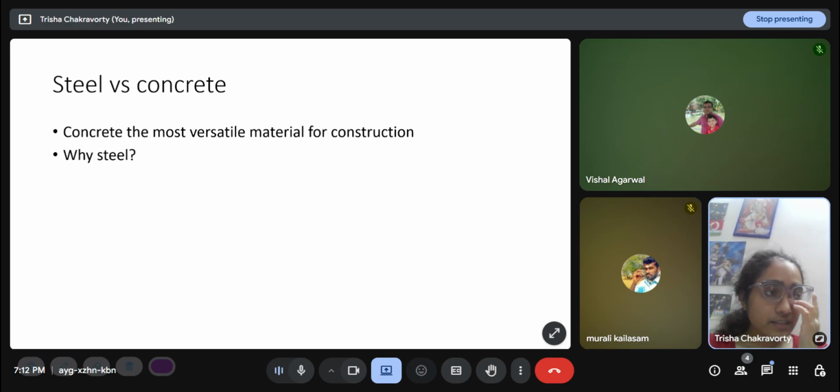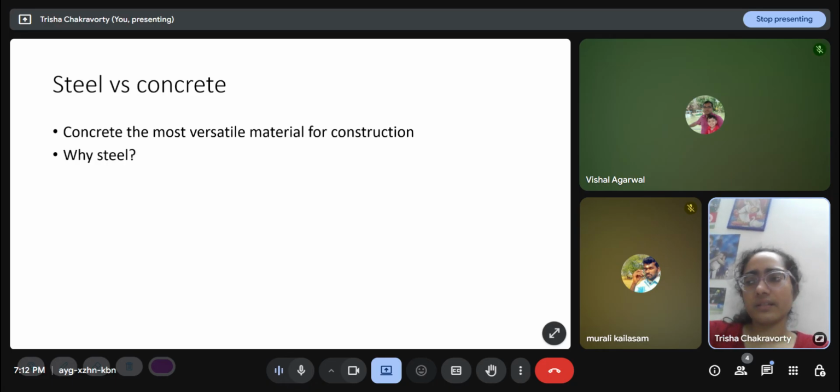So in RCC structures, the steel takes the tension and the concrete takes the compression. And concrete is the most versatile material for construction, because firstly it is quite cheap, and then it is very commonly available. The ingredients of concrete are cement, water, coarse aggregates, and fine aggregates. The coarse aggregates are generally in the form of stone chips, and the fine aggregates are sand. Cement we get from the industry, where we manufacture it, and water. So these are very commonly available ingredients.